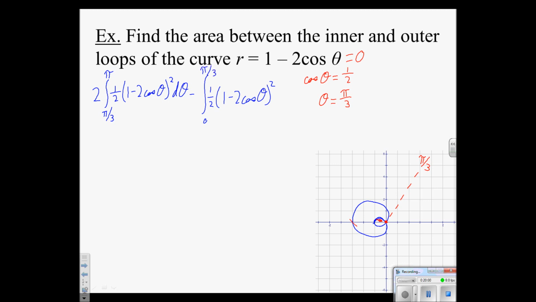Again, 0 to pi over 3 only gives me the top half. If I want the whole thing, I'm going to have to double it. Yes, I know I'm using the part where the radius is negative. I don't really have much choice in this case. On the last one, we had a choice, so let's pick the region where the radius is positive. But the only way we're getting that inner loop is where the radius is negative, and so we have to set it up this way. It'll work out fine.